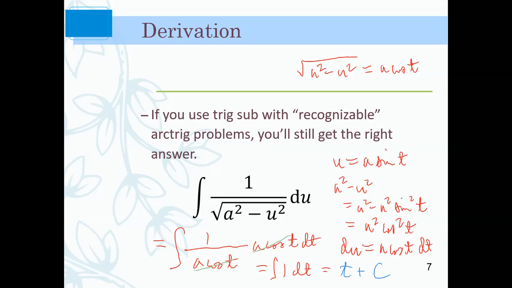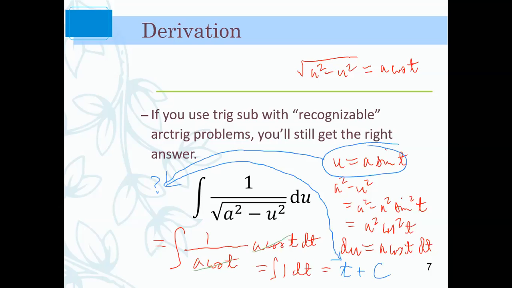And now what's t? I ask you. Okay, well, that's going to come from this guy over here. Think about it. u is equal to a sine of t. So what's sine of t equal to? Sine of t is equal to u over a. So what's t? Arc sine of u over a. So what does this antiderivative end up being in the end? Arc sine of u over a plus a constant. Sorry guys, I'm out of room, but it's on the next page anyways, okay?